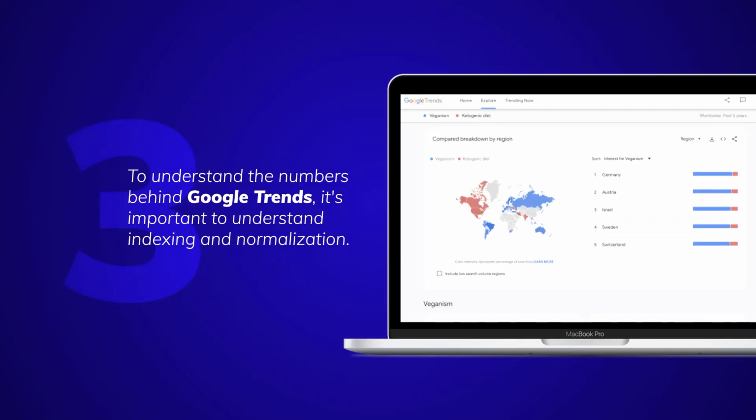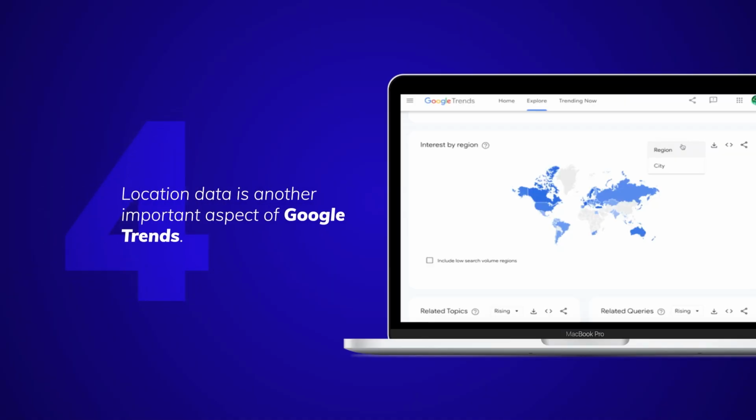Number 3, to understand the numbers behind Google Trends, it's important to understand indexing and normalization. Indexing compares the popularity of your topic to the overall volume of searches, while normalization adjusts for differences in search volume between regions or time periods. Number 4, location data is another important aspect of Google Trends. By exploring this data, you can gain a better understanding of where your audience is located and how their search behavior varies across different regions.